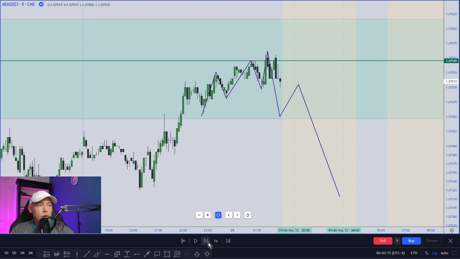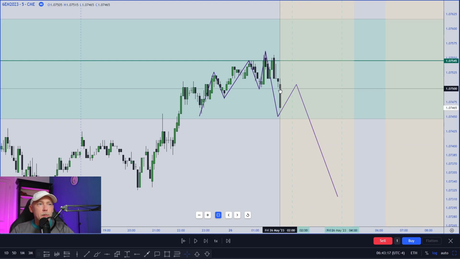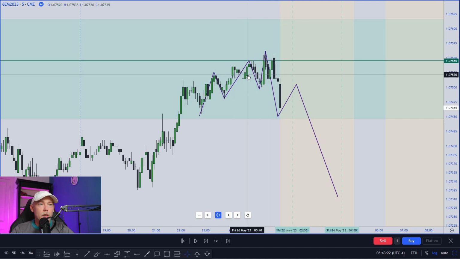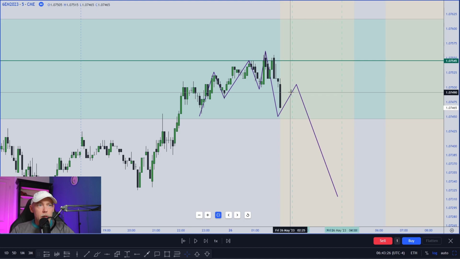So let's move forward. Then we got that nice break and a close down here. So that's a nice displaced move in a 5-minute chart. I did wait because it wasn't yet 7:30 a.m. So it's a little bit too early for me to be entering a trade then. So I waited a little bit.